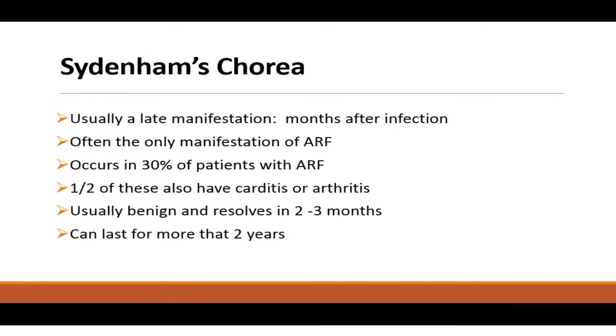Usually it's a late manifestation, months after infection. Often it can be the only manifestation of acute rheumatic fever. It occurs in nearly 30% of patients with rheumatic fever. In half of cases, it's associated with carditis or arthritis. Usually it's benign and resolves in 2-3 months, and in severe cases it can sometimes have a prolonged course and last for a few years.